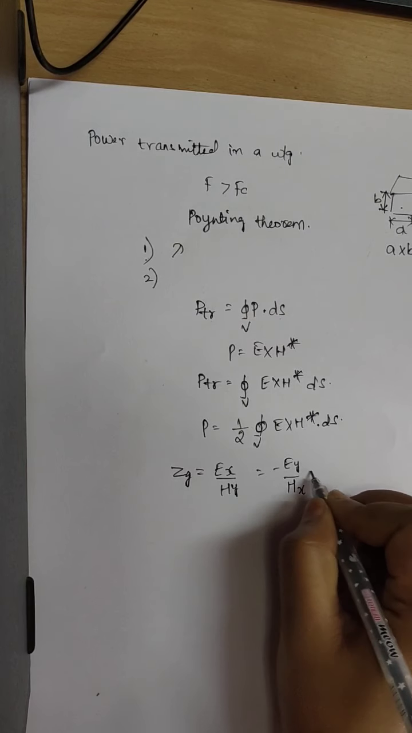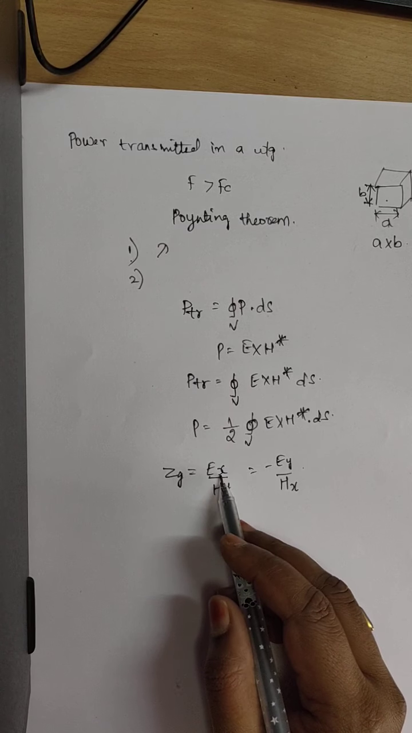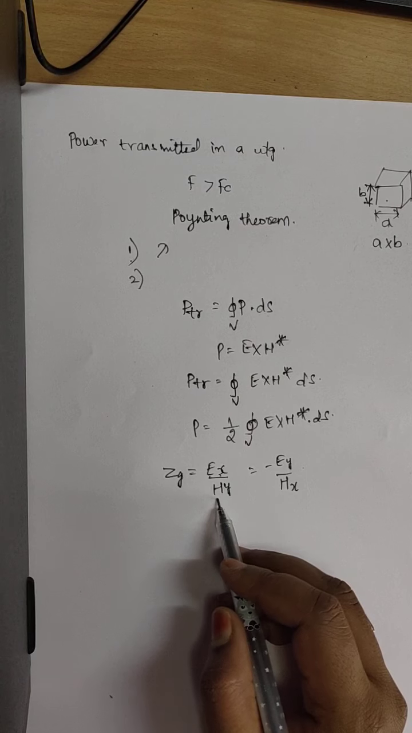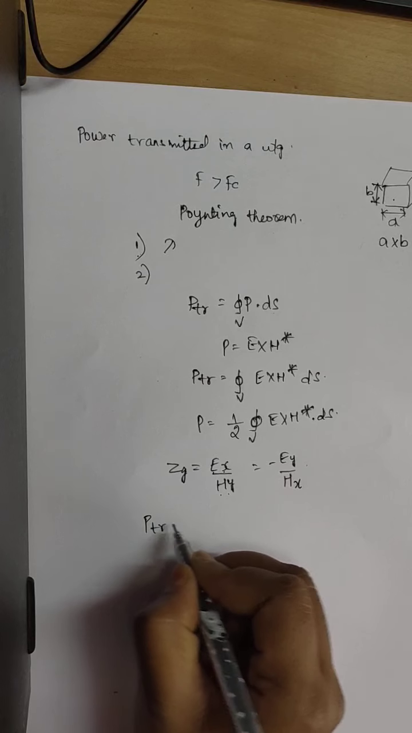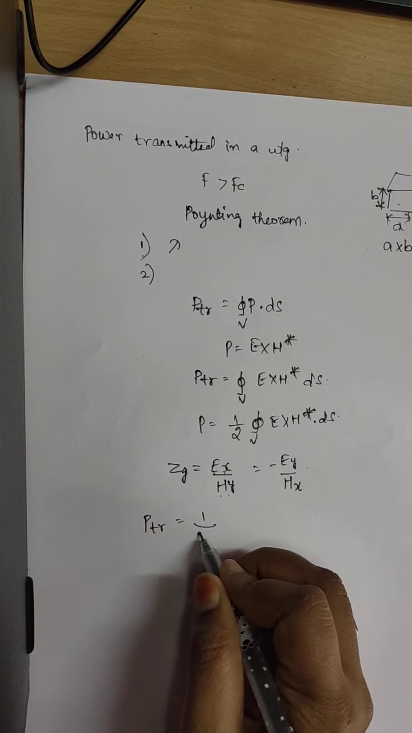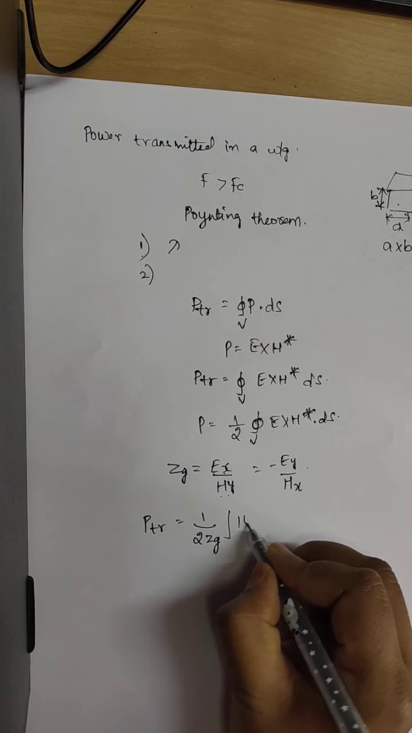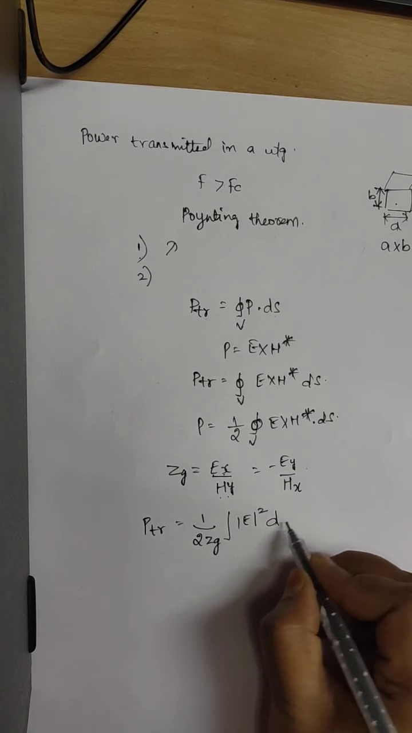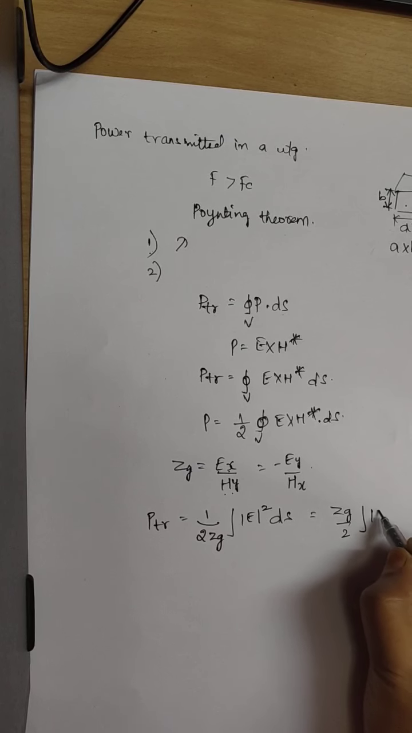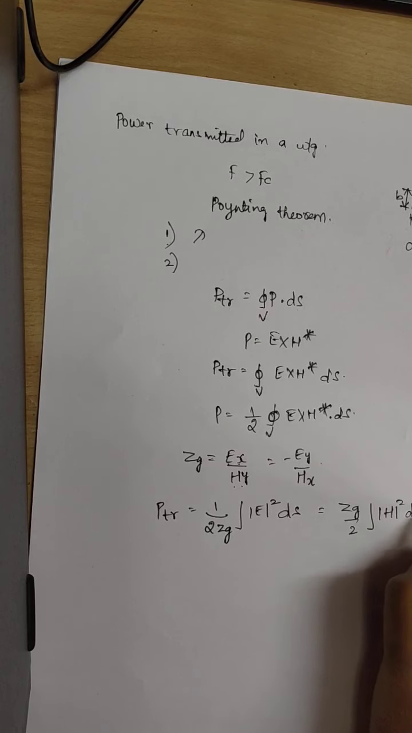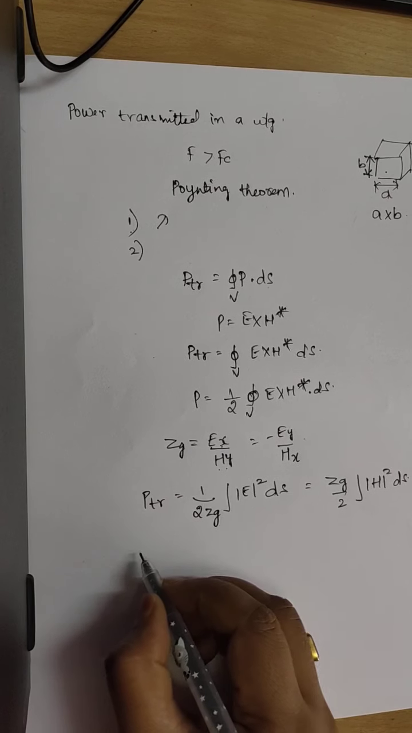What is the impedance of a waveguide? It is the ratio of the electric field in one transverse direction to the magnetic field in the other transverse direction. With this, the power transmitted is calculated by the formulas 1 by 2 Zg, where Zg is the waveguide impedance, times the integration of the electric field over a surface, or Zg by 2 times the integration of the magnetic field over a surface. Okay, so what is this Z for TE and TM?